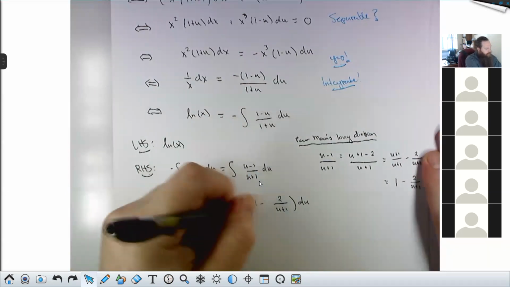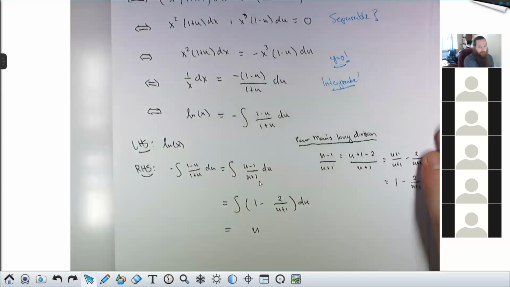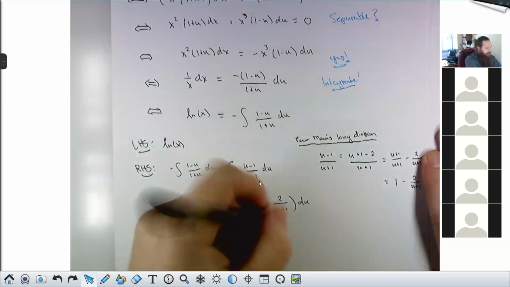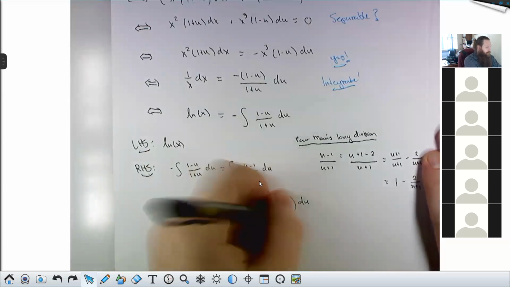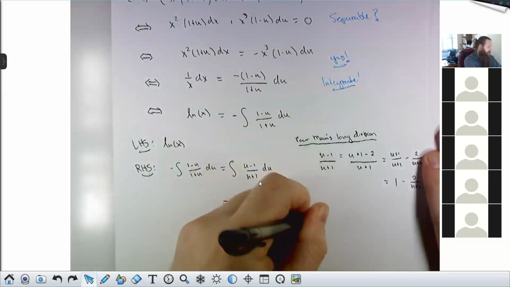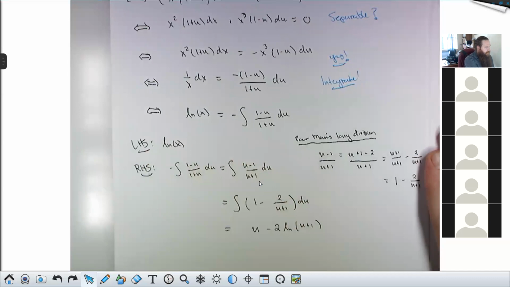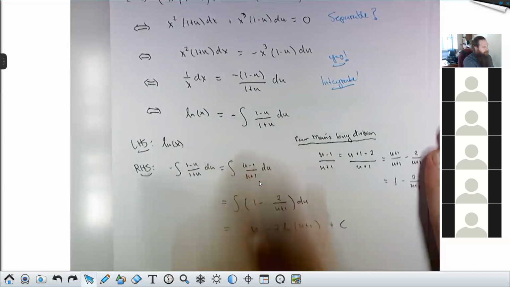The first piece here, the 1, just integrates to u. And the second piece would be a little substitution. You would substitute z equals u plus 1, and you'll get a natural log. This is minus 2 natural log of u plus 1. Normally I'd say absolute value, but again, I'm just going to be lazy here. And remember, when we separate variables, we have to give a plus c from one of them. So I'll write the plus c on this side.